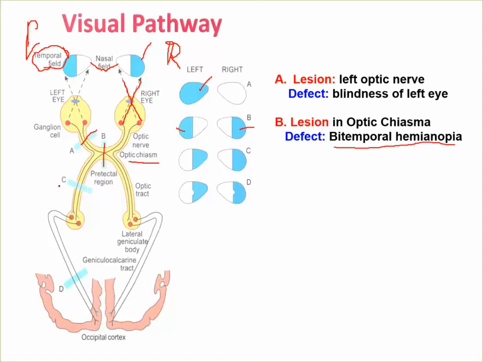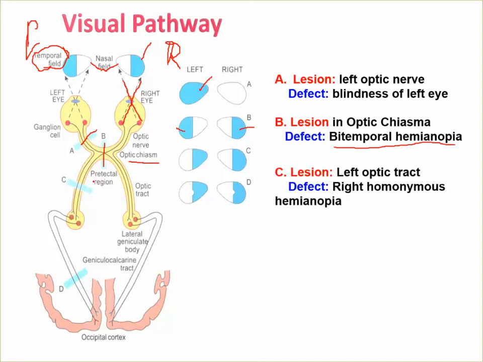Now the lesion is at C. So when the lesion is at C, it is the left optic tract which is cut. So please understand first what are the fibers which are passing through. You have the temporal fibers of the left side, and you have the nasal fibers of the right side which are passing through. Now think about what it's carrying.